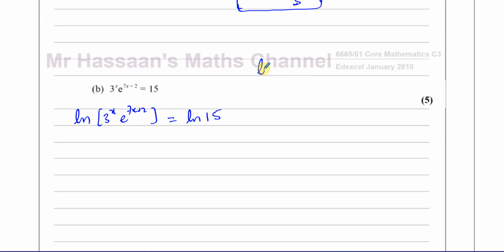I know that when I have the log of a product of two terms, I can separate this into the log to the same base of the sum of those separately. So ln a plus ln b is the same as ln of a times b. So I can split this up into the ln of 3 to the power of x plus the ln of e to the power of 7x plus 2, and that's equal to the ln of 15.